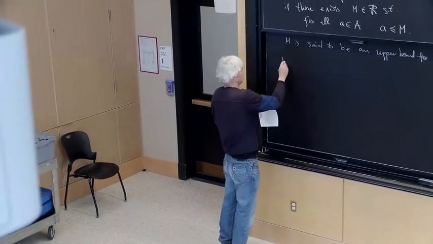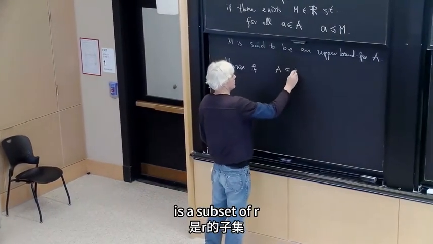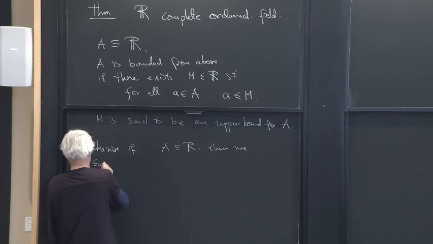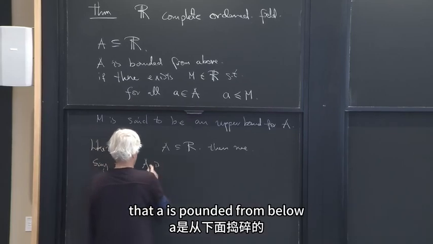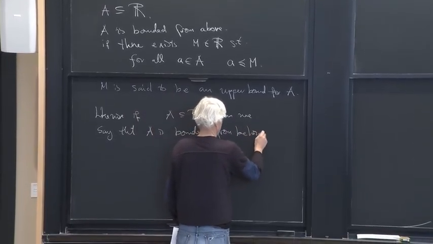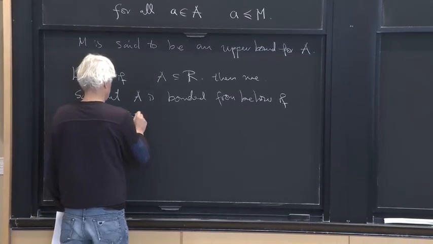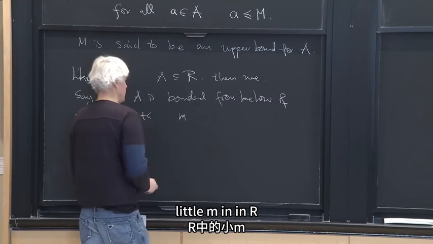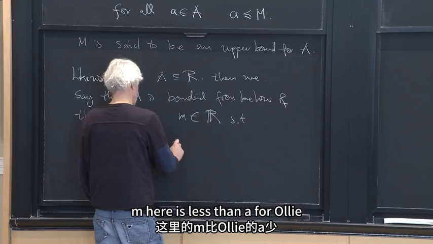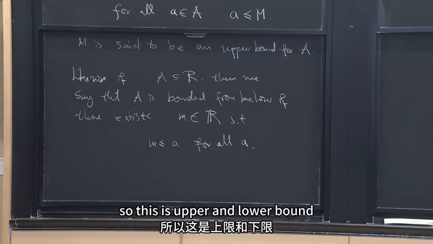Likewise, if A is a subset of R, then we say that A is bounded from below if there exists little m in R such that m is less than or equal to a for all a in A. Okay, so this is upper and lower bound.